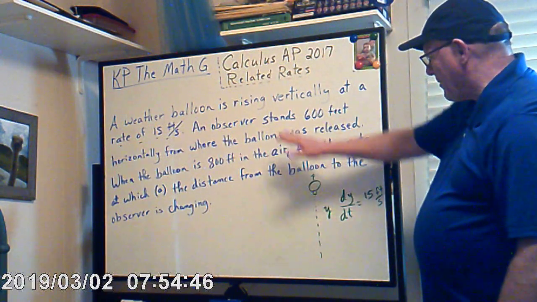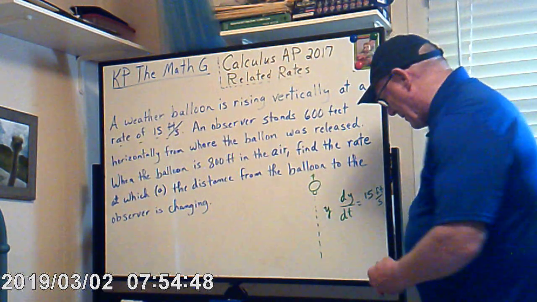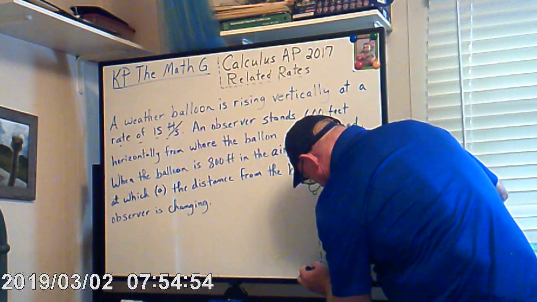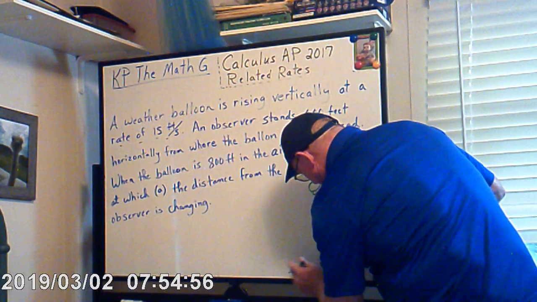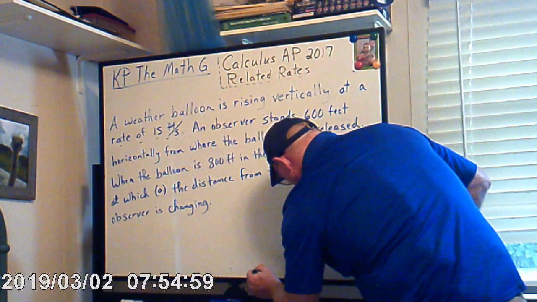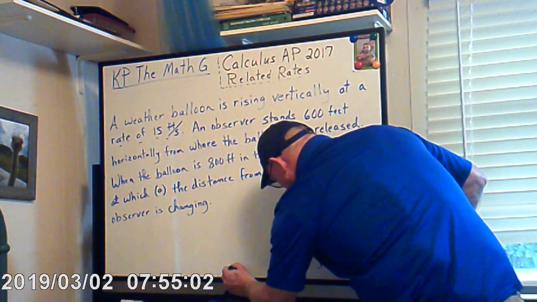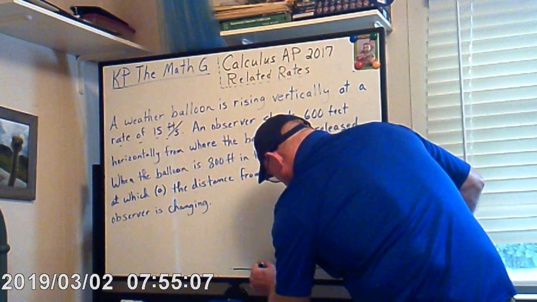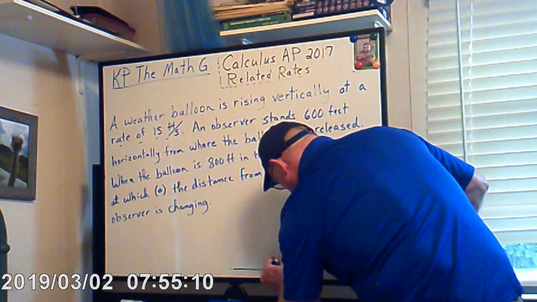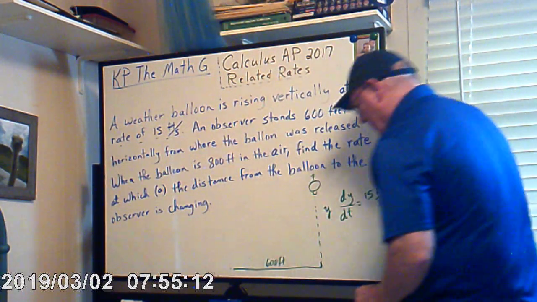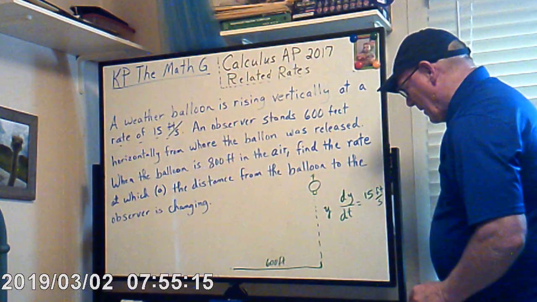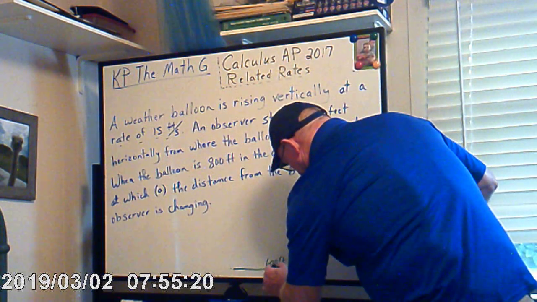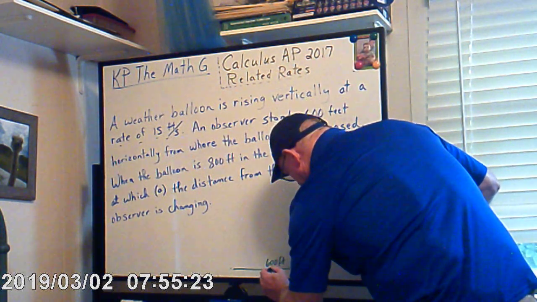It says an observer stands 600 feet horizontally. So horizontally, this person is standing 600 feet. I'm just going to say somewhere right in here. Let's make it big enough where we can all see it. Again, this is not drawn to scale. I'm just going to write up here 600 feet. I just don't have room to put everything. 600 feet is fixed. This is along the x-axis.